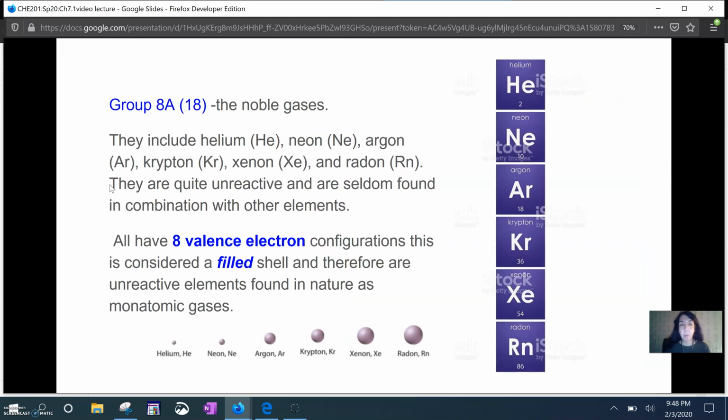So let's start from the noble gases. These are actually very small. They have 8 valence electrons, and these are all considered filled shells. So they're very unreactive. They have 8, they want 8, they don't really react with anything.